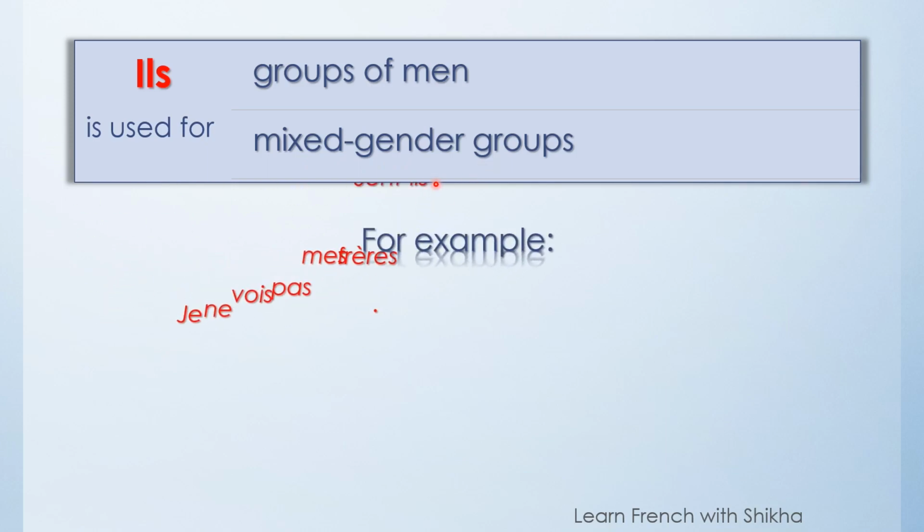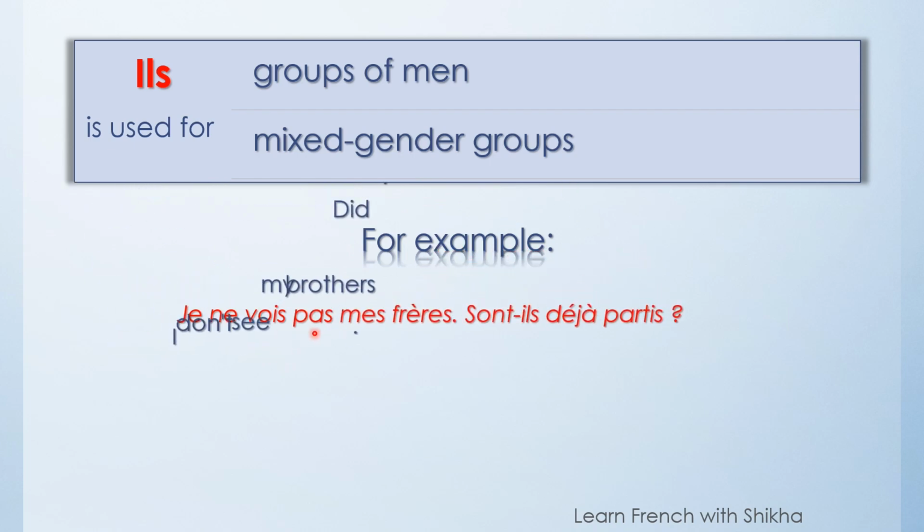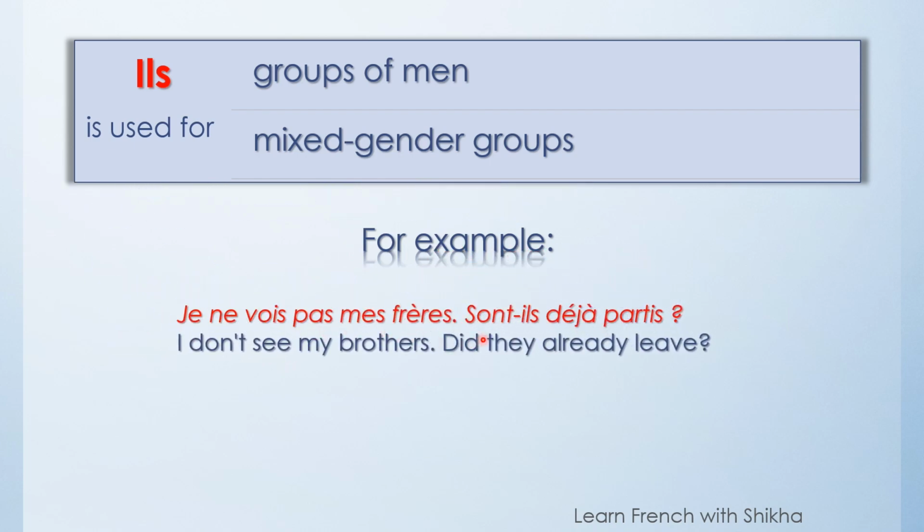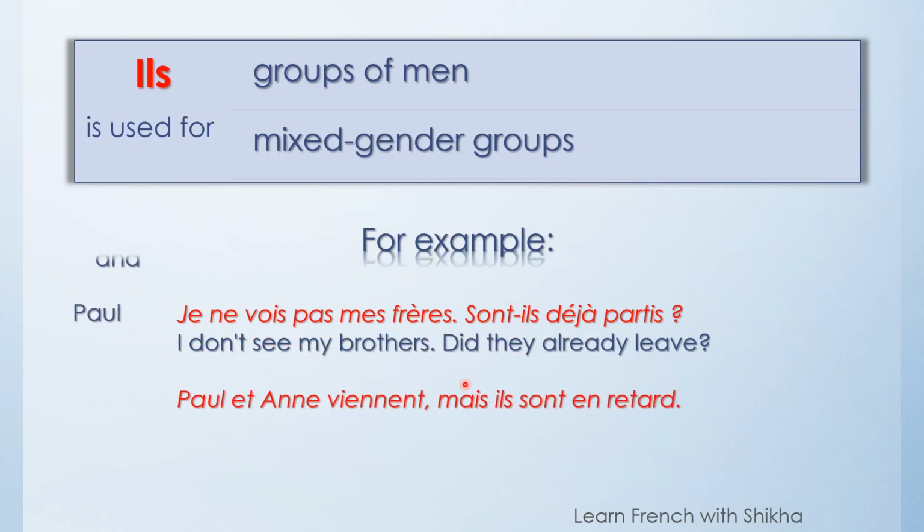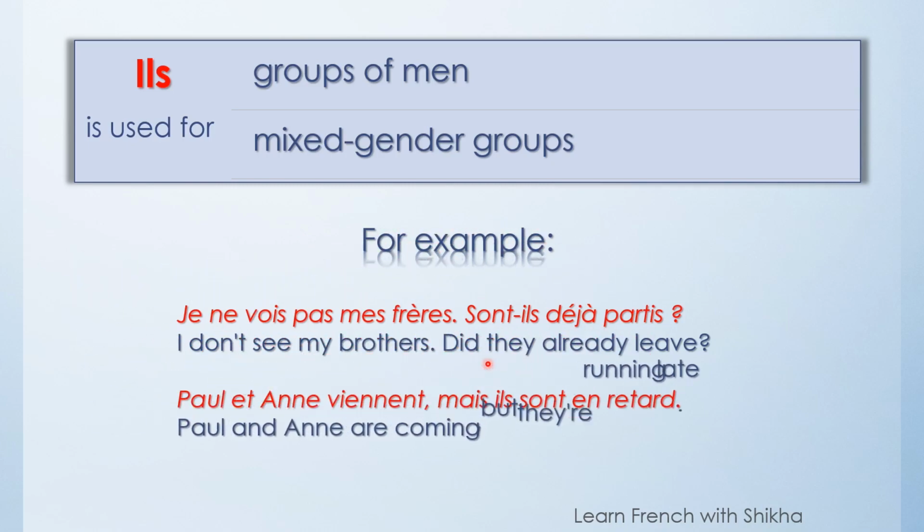For example, je ne vois pas mes frères. Sont-ils déjà partis? I don't see my brothers. Did they already leave? Here we are talking about mes frères, meaning my brothers, which is masculine plural. So we have replaced this with the pronoun ils. We'll repeat it again. Je ne vois pas mes frères. Sont-ils déjà partis?